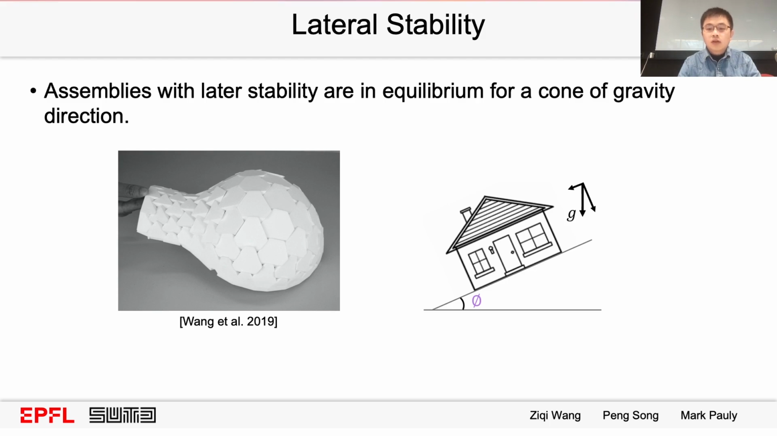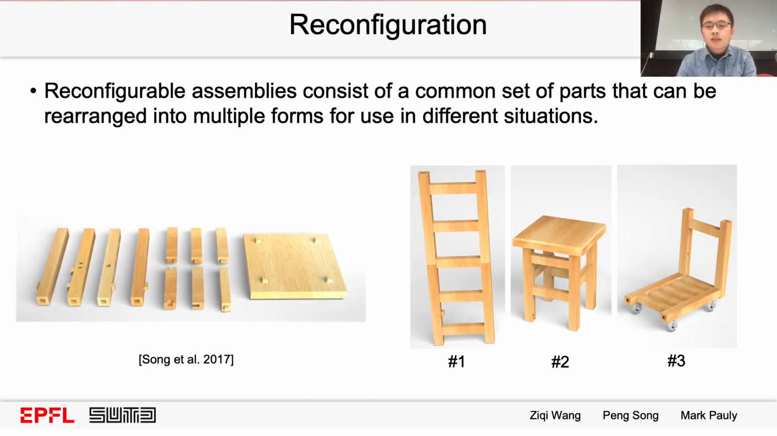Therefore, Wang and their colleagues further optimized the assembly's geometry such that it can be in equilibrium for a cone of gravity forces. The third research topic is about reconfiguration. Reconfigurable assemblies consist of a common set of parts that can be rearranged into multiple forms for use in different situations.